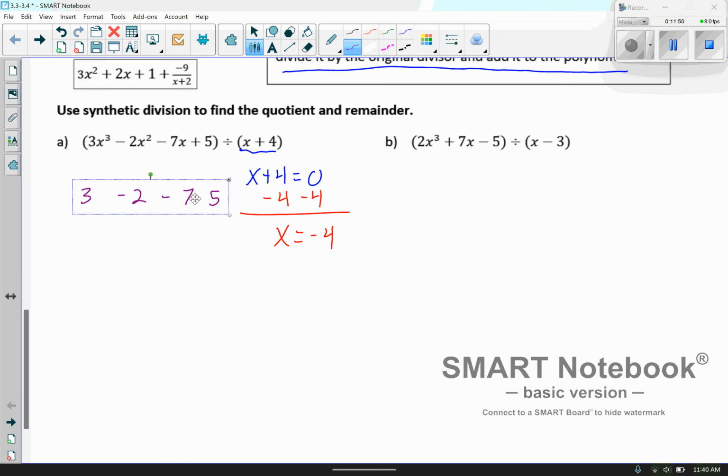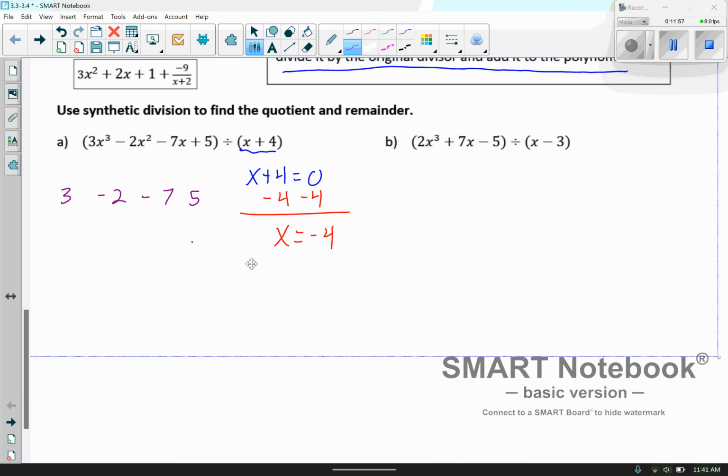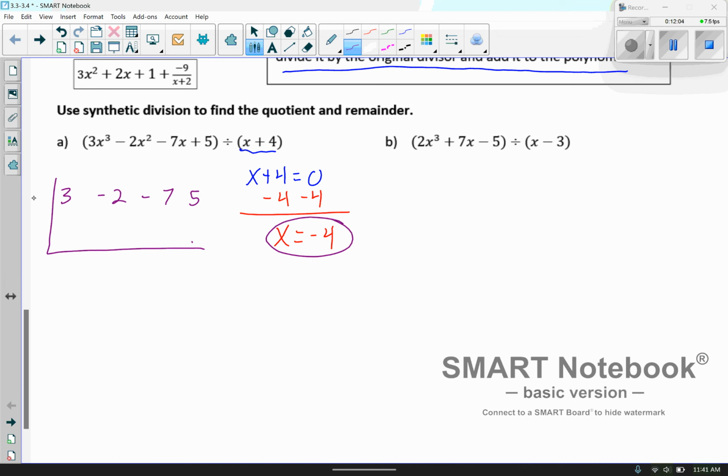And so go. And then what we're going to do here is we're going to put a half a rectangle around this, and then we're going to put that number on the outside, my magic number right there, which is -4. Give it a little bit more space here.